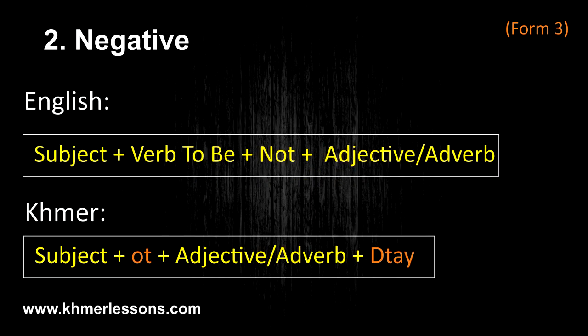Now we go to form 3. Form 3 is verb to be again, plus not again, but after not is not a noun or pronoun but instead an adjective or adverb. In this case, we use ot and te as normal. So you see, after not, nouns and pronouns versus adjectives and adverbs, we use differently. Now let's go to see the example.